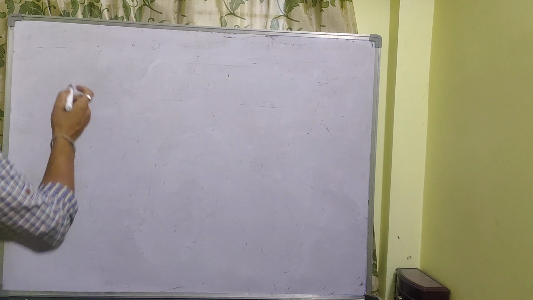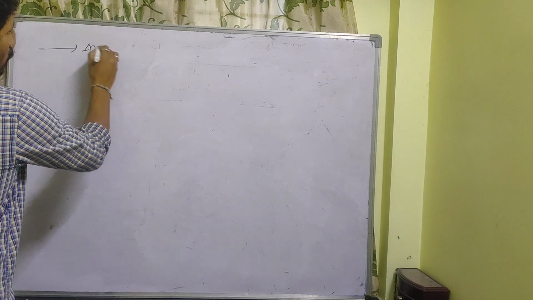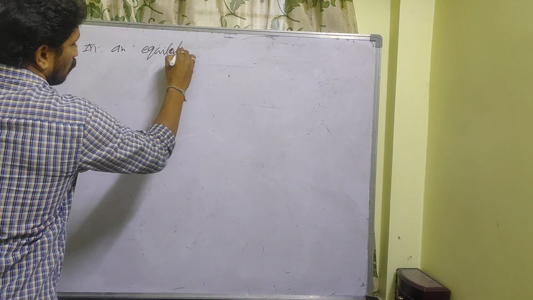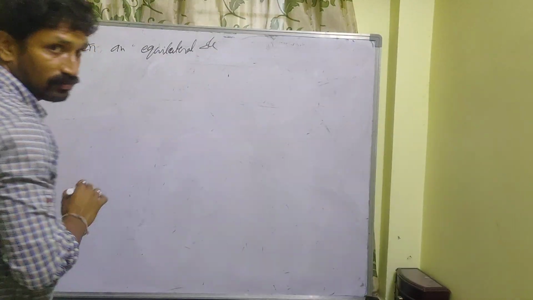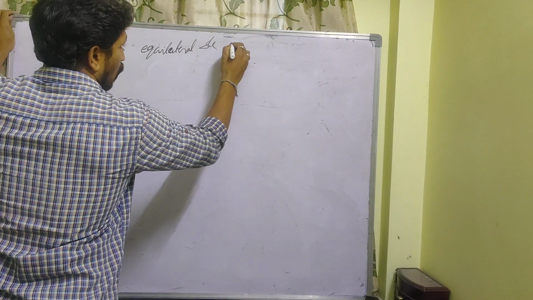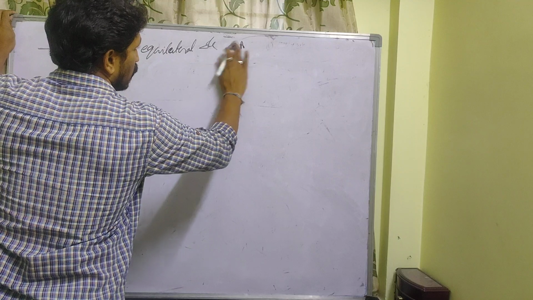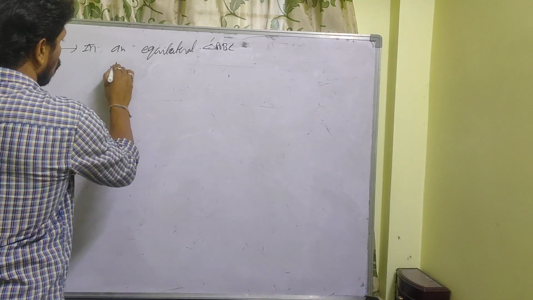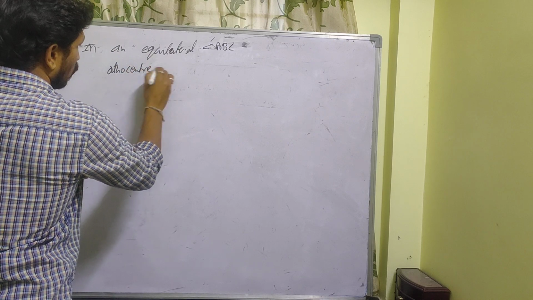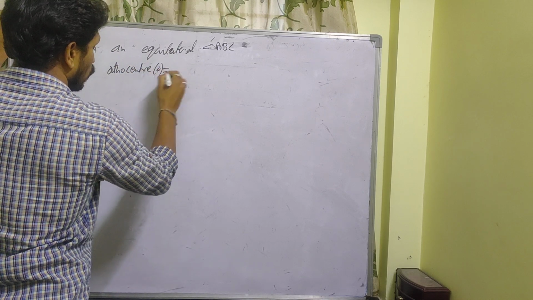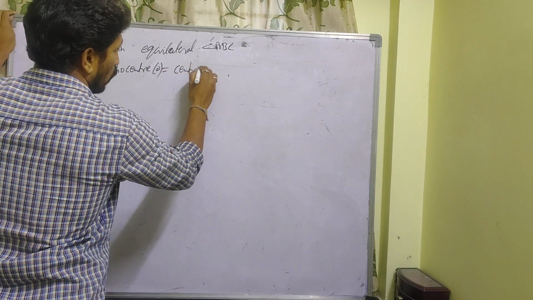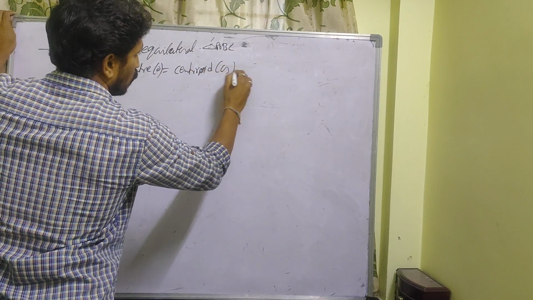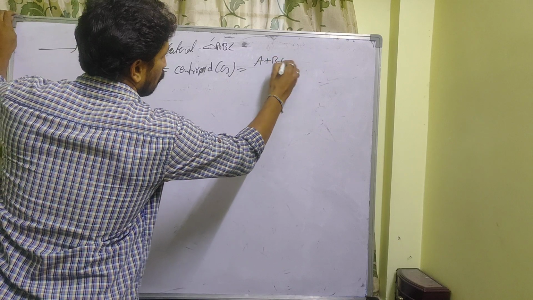See, next one. In an equilateral triangle ABC, the orthocenter is equal to the centroid only, that is O is equal to G, which is A plus B plus C by 3.